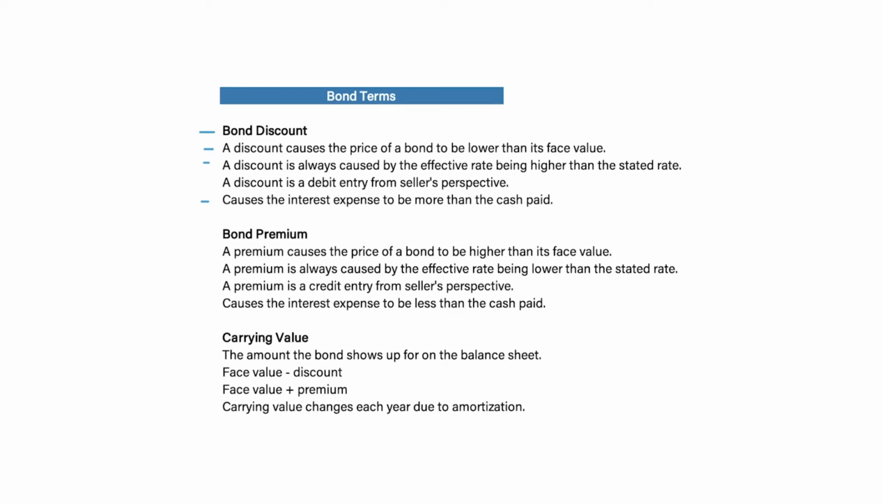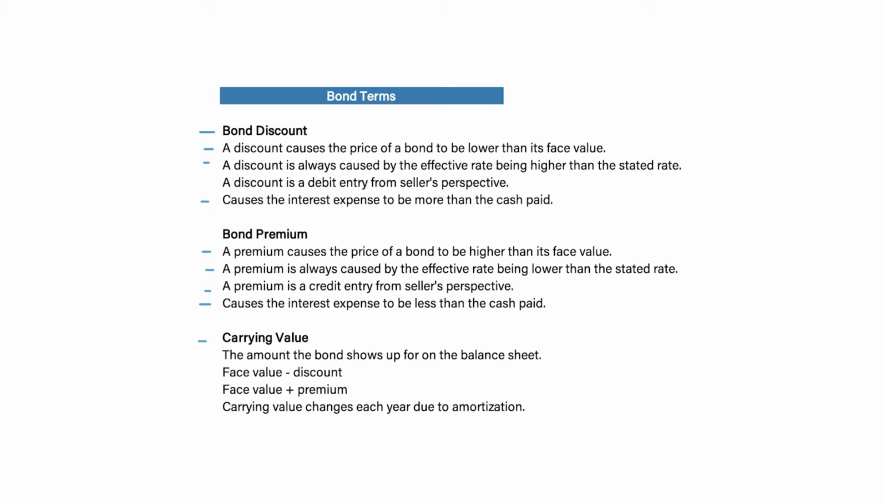So then a bond premium is going to be the opposite of a bond discount. So it causes the price to be higher than the face value. It's caused by the effective rate being lower than the stated rate. A premium is always a credit entry from the seller's perspective, and it's going to cause interest expense to be less than the cash paid.